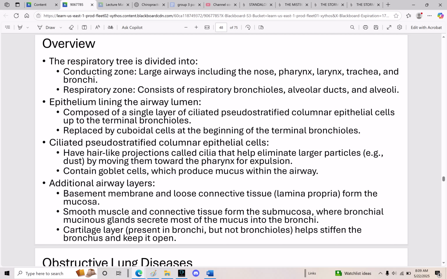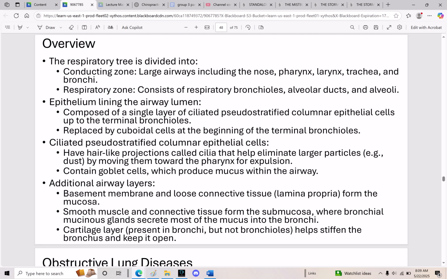Now, ciliated pseudostratified columnar epithelia have a hair-like projection. That's what the cilia is. It helps eliminate larger particles and mucus and the dust and anything that comes in that way, it just moves it. It also has lots of goblet cells. Goblet cells are the ones that are responsible for secretion of the mucus, right? Mucus for protection, basically.